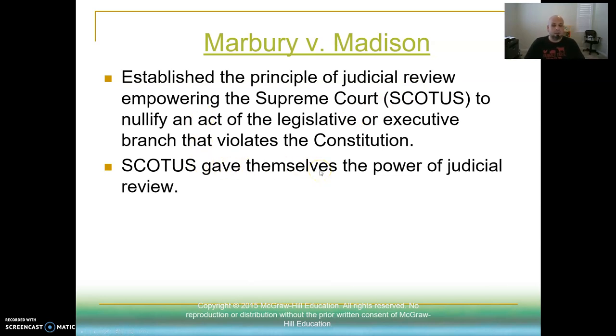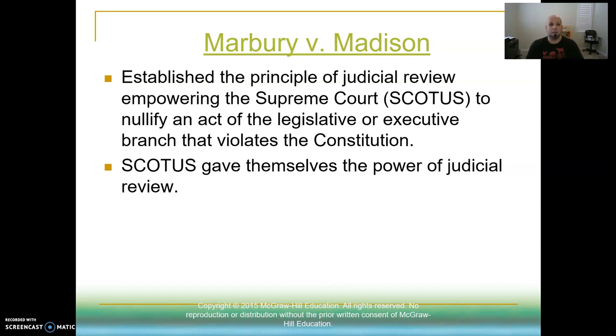The Chief Justice of the Supreme Court at the time, John Marshall, when they decided on it, he wrote the deciding opinion, and he basically said that, because of the nature of courts and the idea that it's the third branch and it's supposed to have checks and balances and its own powers, they have the power to essentially nullify any unconstitutional acts that the other two branches do.